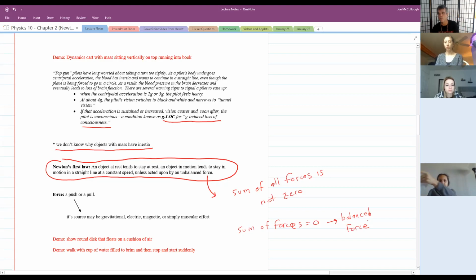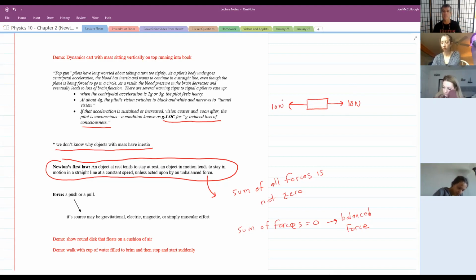So we're going to talk about this more in the next couple chapters, but let's just say I had a box and I had two forces pulling on it in opposite directions, and those forces were equal. We're going to get to this in a second, but we measure forces in what's called newtons. So if I had two 10 Newton forces on opposite sides of an object, those two forces would balance out. We would call that a balanced force.